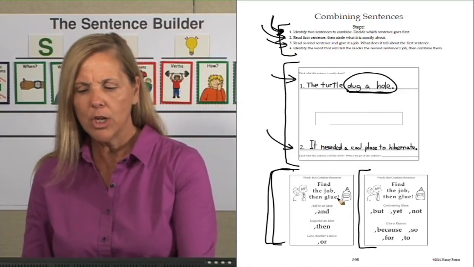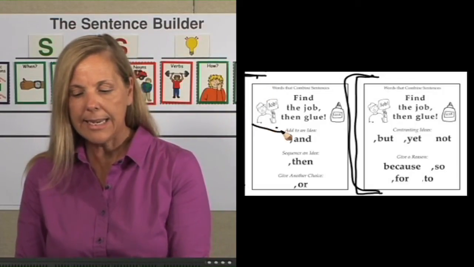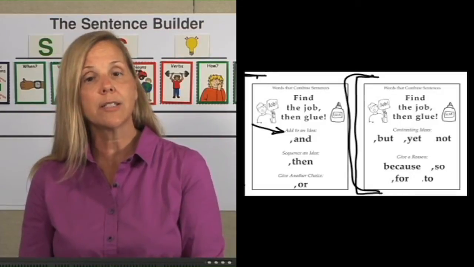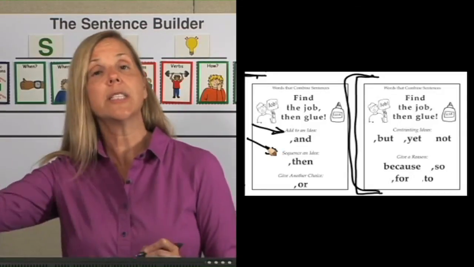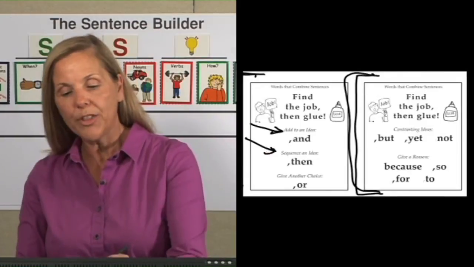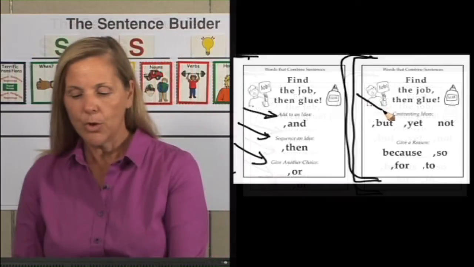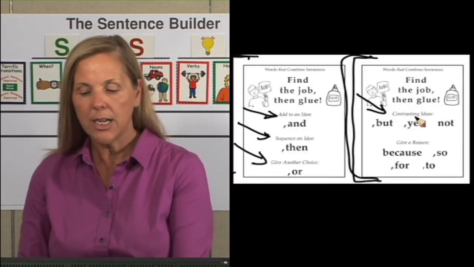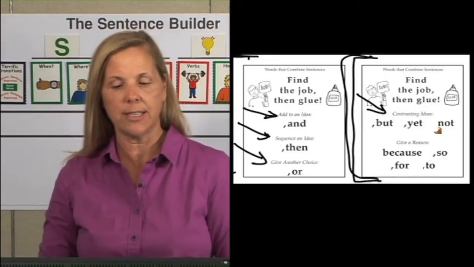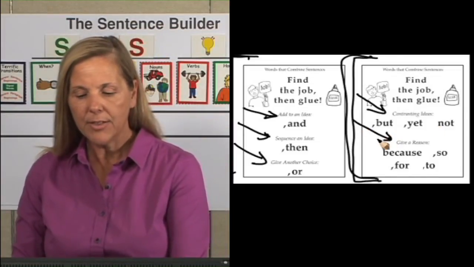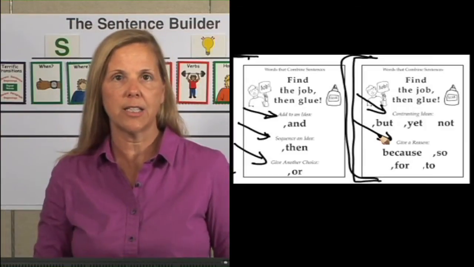Let's go down to our two sheets here. This second sentence job is adding an idea to that first sentence. Or the second sentence job is sequencing, telling what happened next. Or the second sentence is giving another choice. You could have the second sentence is contrasting, telling the opposite of what was in the first sentence. Or you could have the second sentence is giving a reason for the previous sentence.